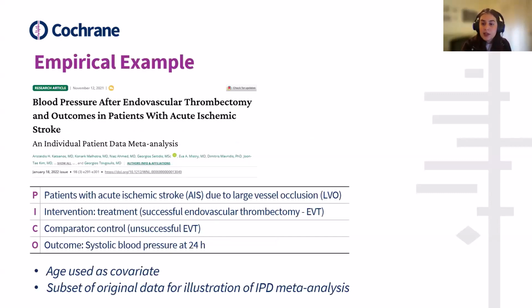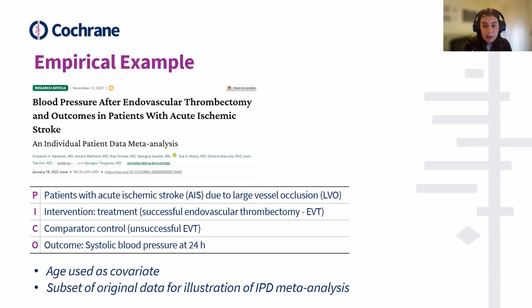So in the rest of this presentation, we're going to focus on individual participant data, or IPD, and we are going to see what this is, why it matters, and how to use it. We are going to walk through a published meta-analysis as our empirical example, and keep coming back to it as we introduce the key concepts and methods.